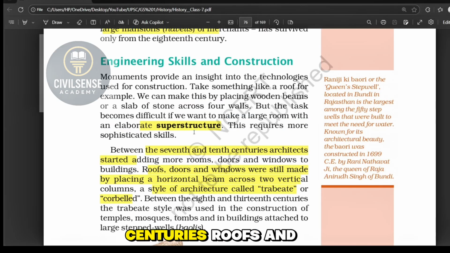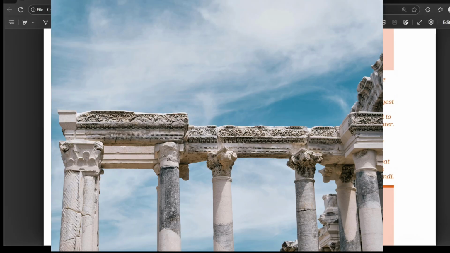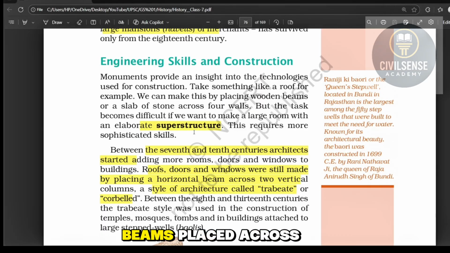In the early centuries, roofs and doors were built using a trabeate style. That means horizontal beams placed across two vertical pillars. This was the main style between the 7th and 13th century, and you can see it in both Hindu temples and early mosques.